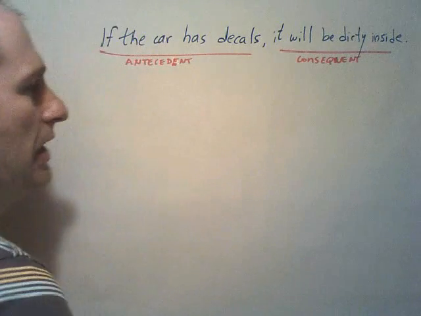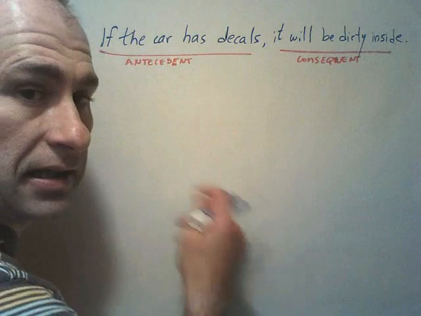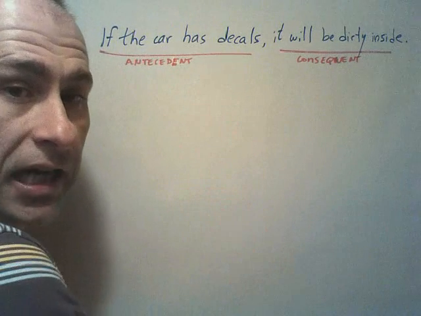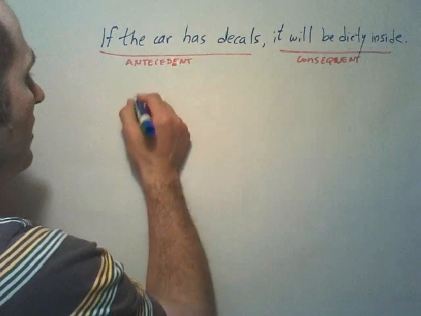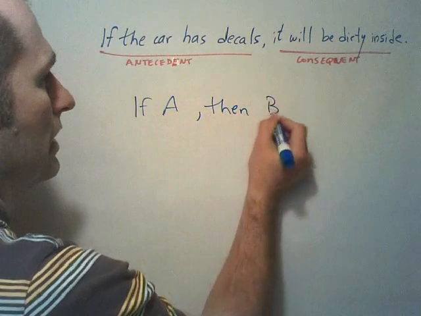Let's go ahead and look at the form. Let's get rid of the content, because the content itself might be impeding our understanding of how this works. Let's do this. If A, then B.